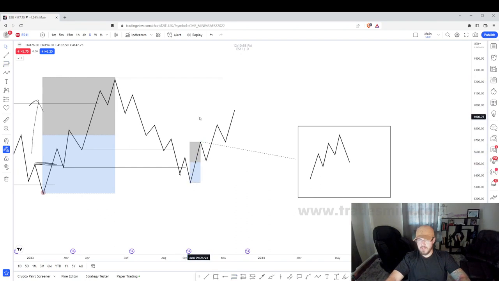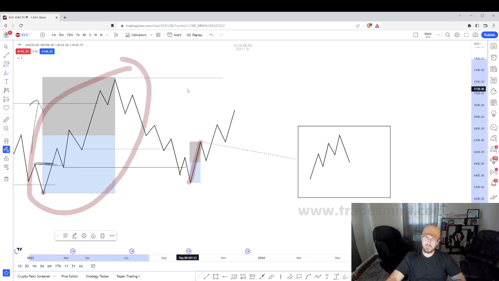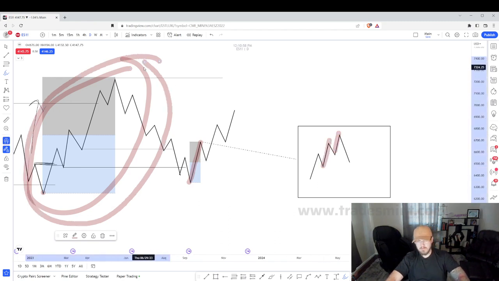we can use premium and discount on internal legs, because this entire move right here is going to be something like this on a lower time frame. And whenever we look at this leg, so let's just say once you zoom in, each one of these legs is going to be something like this right here on a lower time frame.